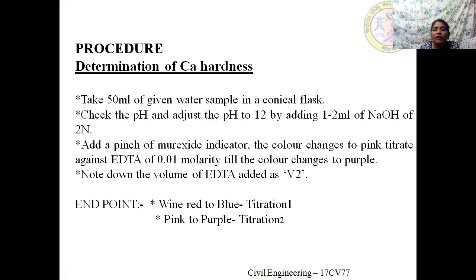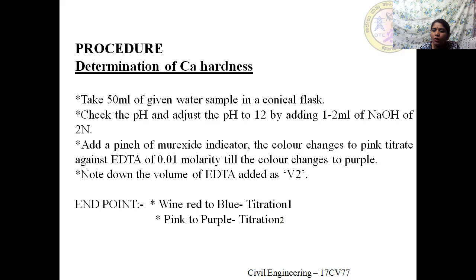Now, we need to adjust the pH to 12. The pH is determined using a pH meter. The pH meter is calibrated using buffer solutions of pH 4, pH 7 or pH 9, 11, that is alkaline and acidic pH value buffers. Once it is calibrated, we determine the pH of the given water sample.